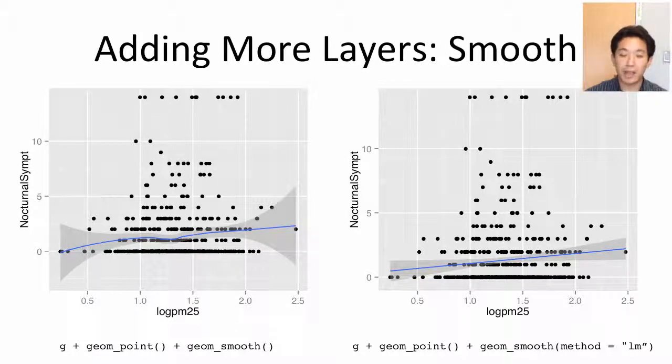So here on the right-hand side, you can see I've remade the plot, and I've added the geom_smooth, but I give it an option. I said method equals lm, and this will do a linear model instead of a loess smoother. You can see that on the edges of the linear model, the uncertainty in the confidence bands is a lot smaller than it is for loess. And generally speaking, there seems to be an increasing trend with PM 2.5 and nocturnal symptoms.